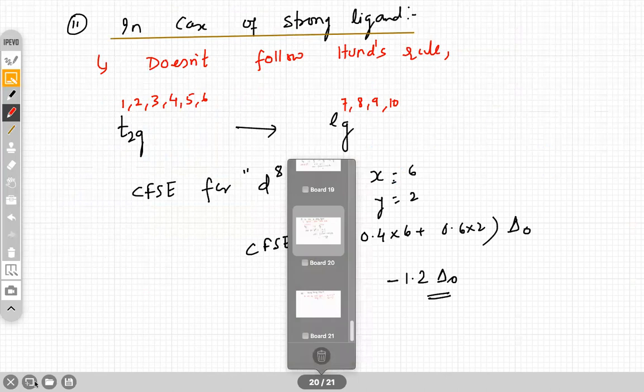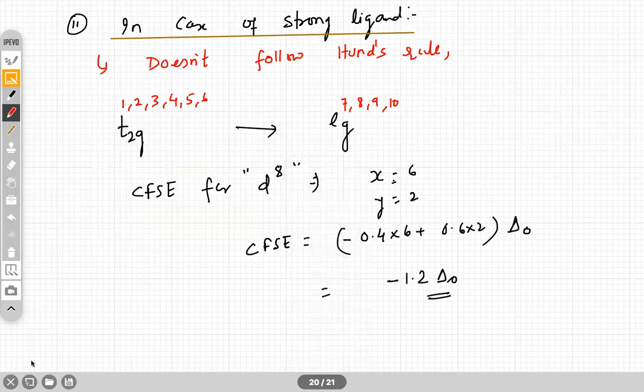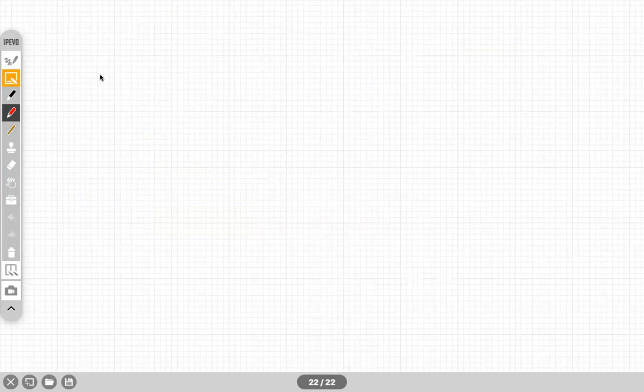Just a second. Suppose I have a complex. This you will understand. For this complex, usually this kind of example is not given in most of the books, but I have taken one example for this: [Ti(H2O)6]3+. This is the complex we have.